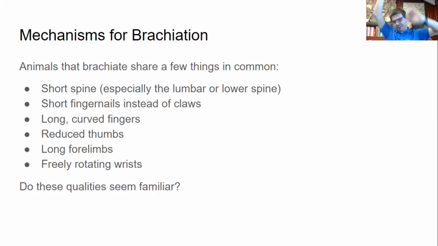They also have very long forelimbs, which is just going to help with brachiating. Longer limbs means you can reach further. And they have freely rotating wrists, which is not something that a lot of animals have. They can twist their wrist back and forth and reach for things and grab things at different angles.